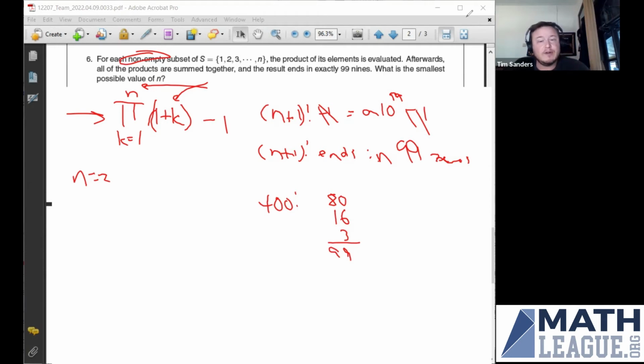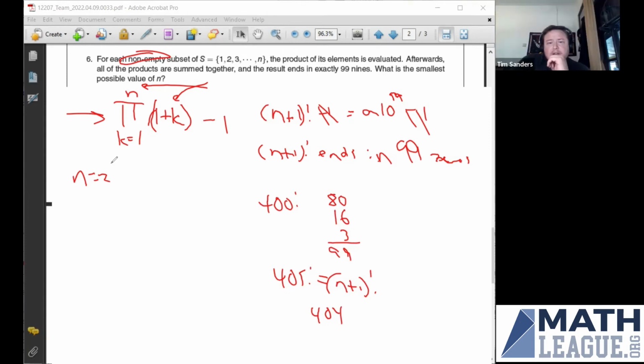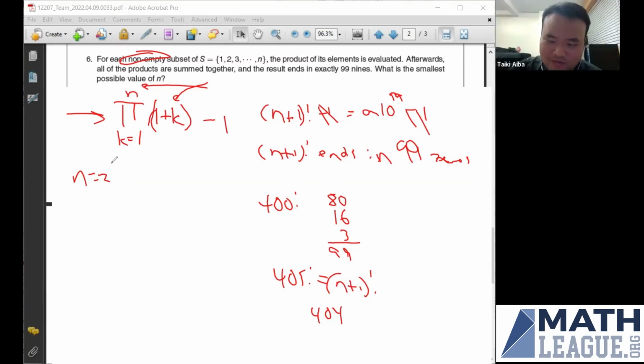So it looks like 405 factorial is going to be the thing that matches up with n plus 1 factorial, giving n as 404, if that worked. 400 factorial ends with 99 zeros. Did I do that right? I might have. Wouldn't 400 then be the n plus 1, or wait? Or how come you want 405 instead?